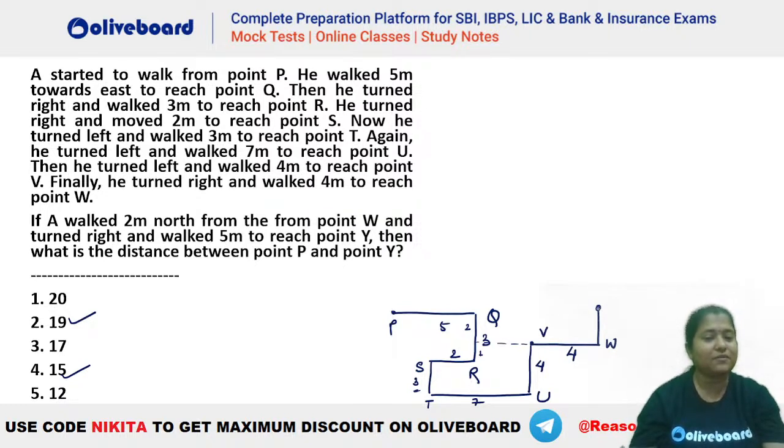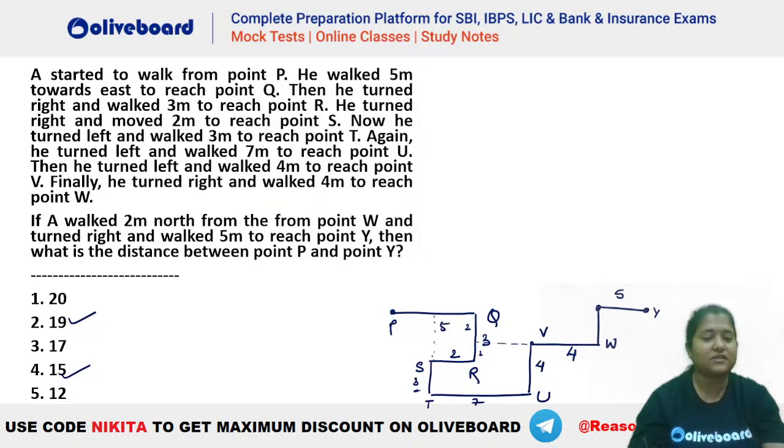So you can see from W, he has turned 2 meters here and turned right and walked 5 meters to reach point Y. This is 5 meters. He reaches point Y. Okay, this is point Y here. So what is the difference between P and Y? So this distance you have to calculate, right? So you can see what is the distance here.